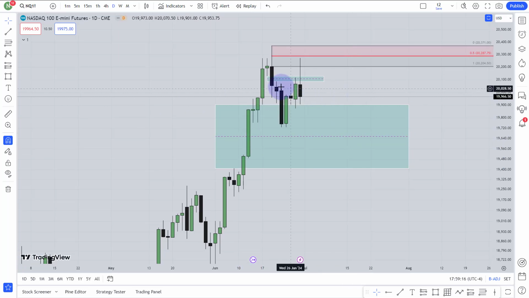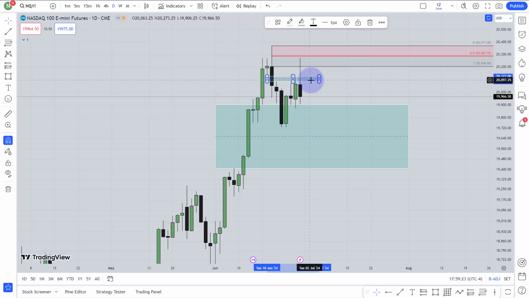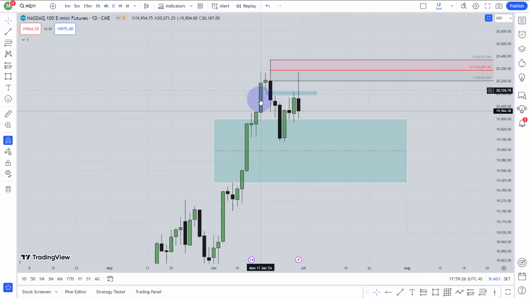How can I know that the market is going higher? In that type of situation, the market has to close above this parabolic gap. Until the market closes above this bullish bearish parabolic gap, I'm not bullish for Nasdaq.